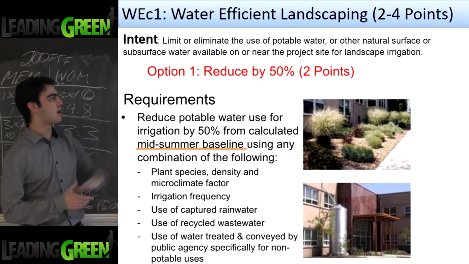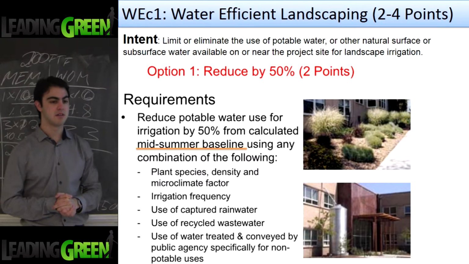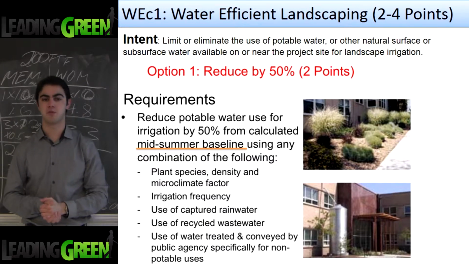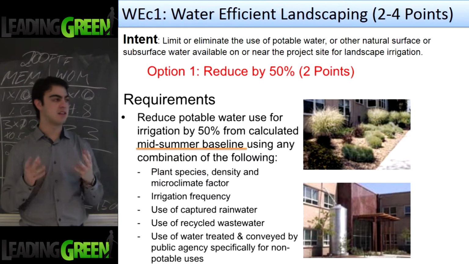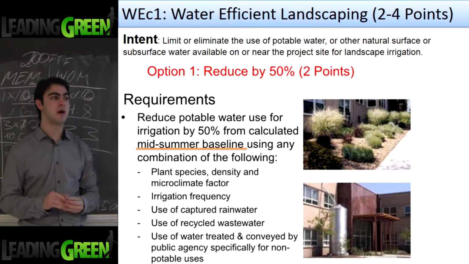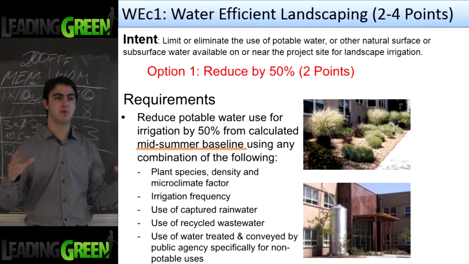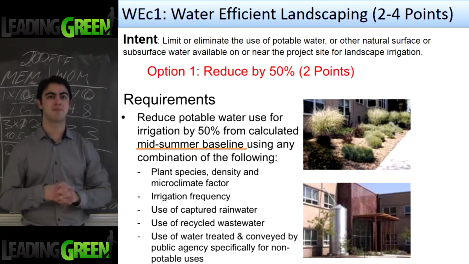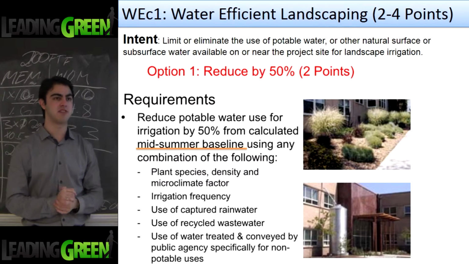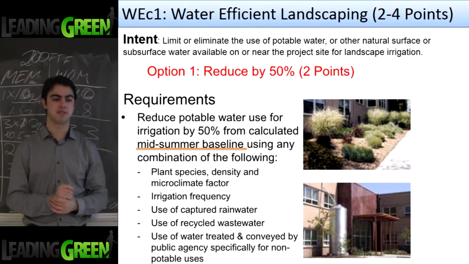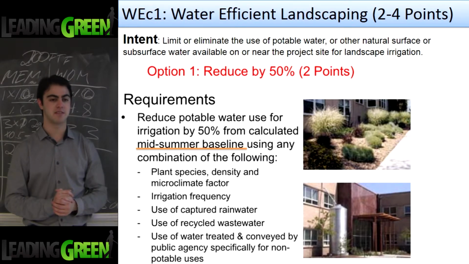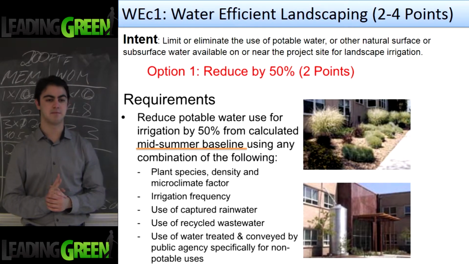Now we have water efficient landscaping. So we remember 70% of our potable water goes towards irrigation. That's a lot. And what is our baseline? Our baseline is determined based on our zone, so what location is our building in, and it's based on a midsummer's day, what a conventional irrigation system would use on a midsummer's day. And we need to beat that baseline by 50% for 2 points here.